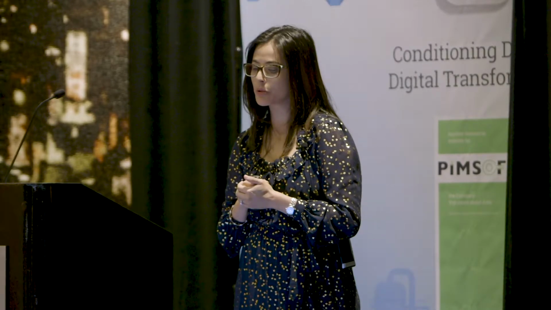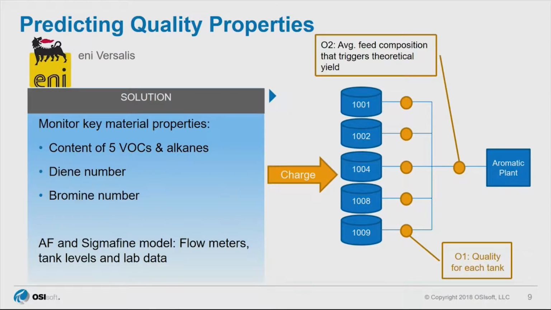So what they decided to do was, okay, so they had Sigmafine. They said, how can we use the quality properties of our receipts so that we know what's going into the aromatics plant? They did a component tracking model, using the tanks that are receiving the different components from either a pipeline or the ships docked in the harbor, and they are checking the quality information for each tank.